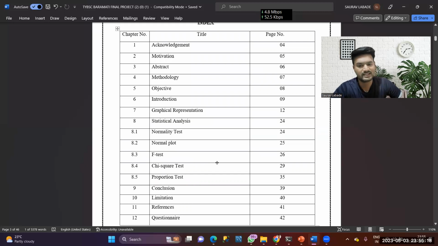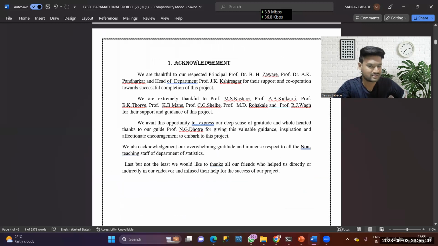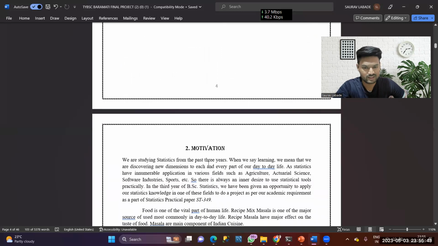Again, the third page, index. So I will say index is not required, because it is a very small project. Already in the practical, you have an index for the second semester practical, so I don't want one more index in the project. If you do not include the index in the project, it is absolutely fine. Then this acknowledgement is also not required.